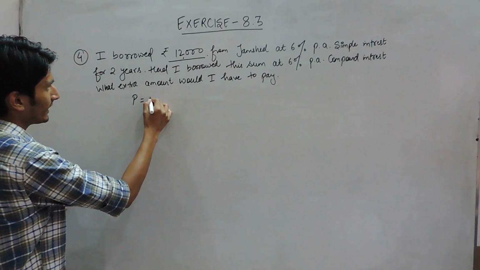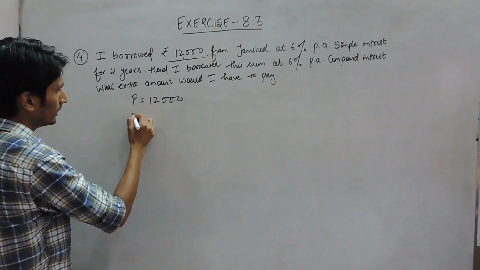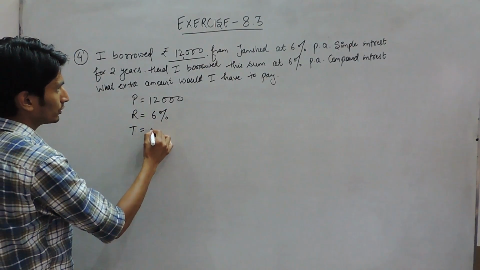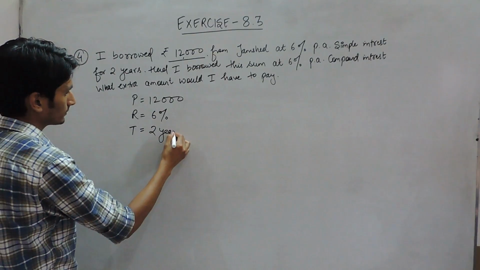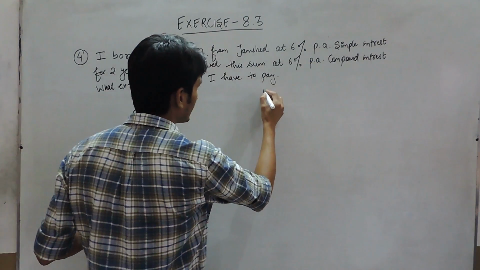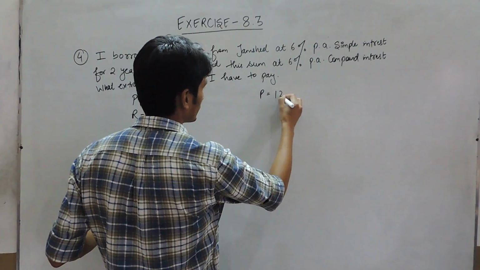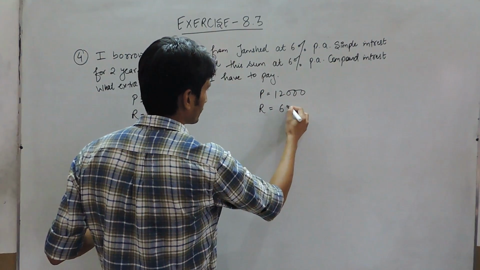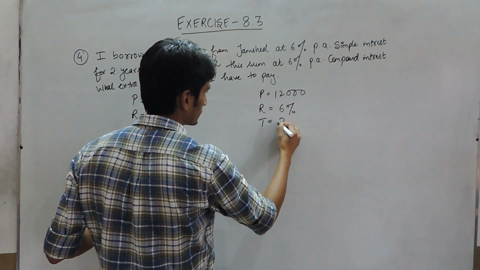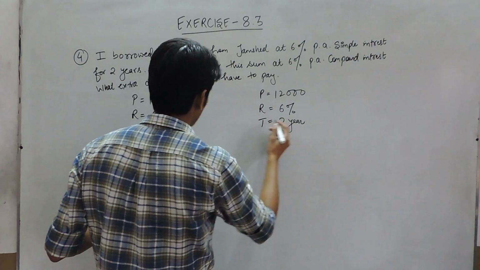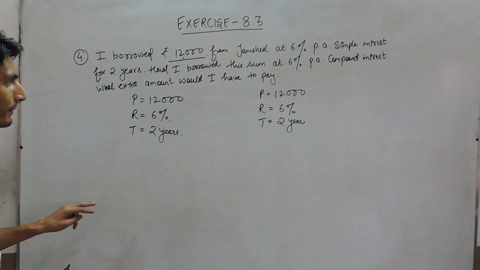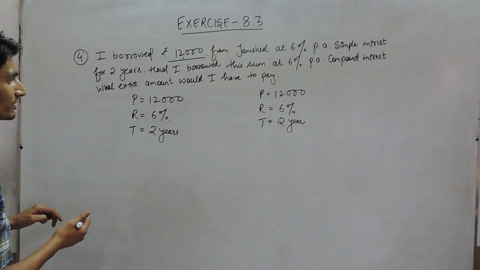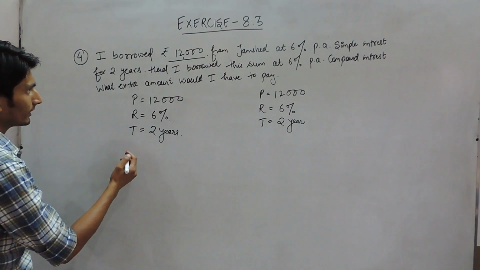Here the principal is given as 12000, rate is given as 6%, and time here is 2 years. In the second case, principal is again the same, rate is also the same, and time is also the same. But here it is simple interest, and here it is compound interest. So let's find what would be the simple interest I have to pay.